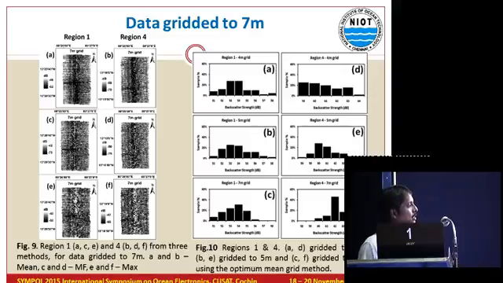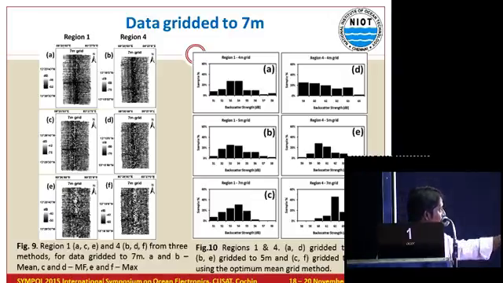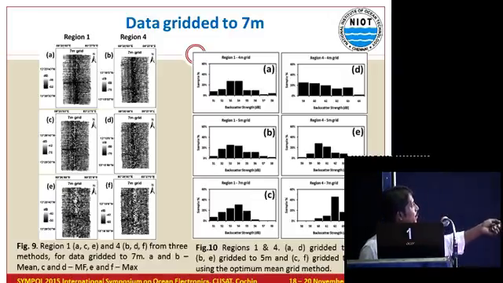Then we have to consider which one is the optimum grid cell size. For that, I moved on to 7 meter grid cell size. Here I am showing region 1 and region 4, all at 7 meters. A and B are for the mean grid method, C and D are from most frequent, and E and F are from the maximum method. If you increase the grid cell size, here in the center you can see the loss of information, and it totally deviates from the 5 meter grid cell backscatter image.